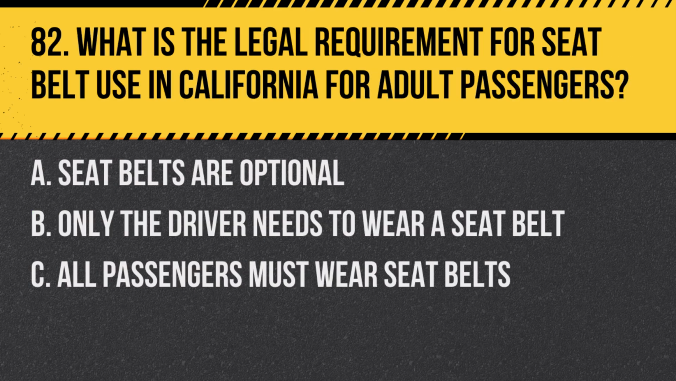Question 82. What is the legal requirement for seat belt use in California for adult passengers? A. Seat belts are optional. B. Only the driver needs to wear a seat belt. C. All passengers must wear seat belts. Answer C. All passengers must wear seat belts. In California, it's a legal requirement for all adult passengers to wear seat belts.